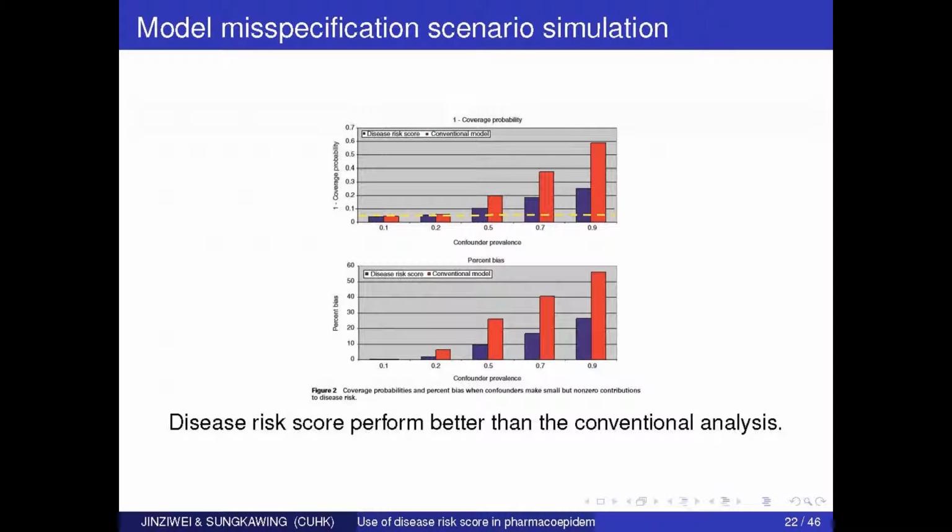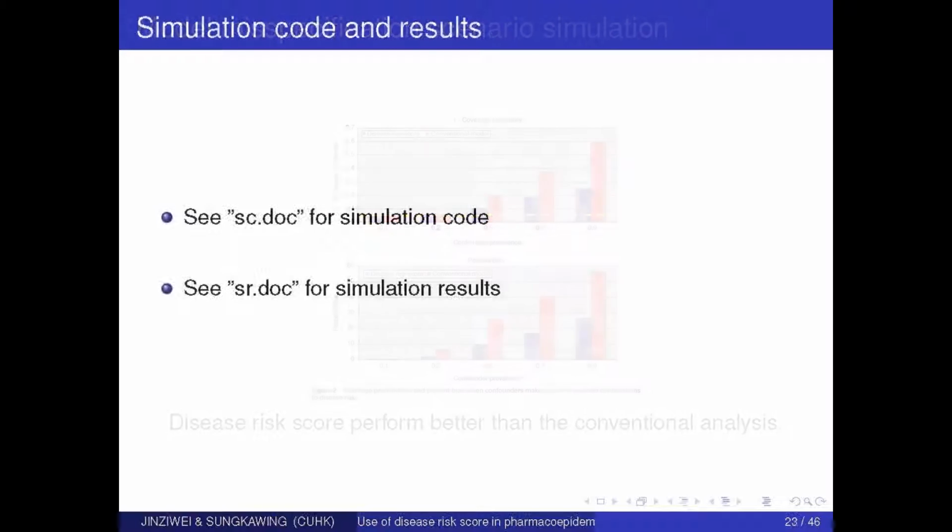Figure 2 summarizes that in this case the disease risk score performed better than the conventional analysis, even though performance of the former deteriorated for high correlations between exposure and confounders. Here we use SAS to run the simulation, and the simulation code and results are included in the attached files.